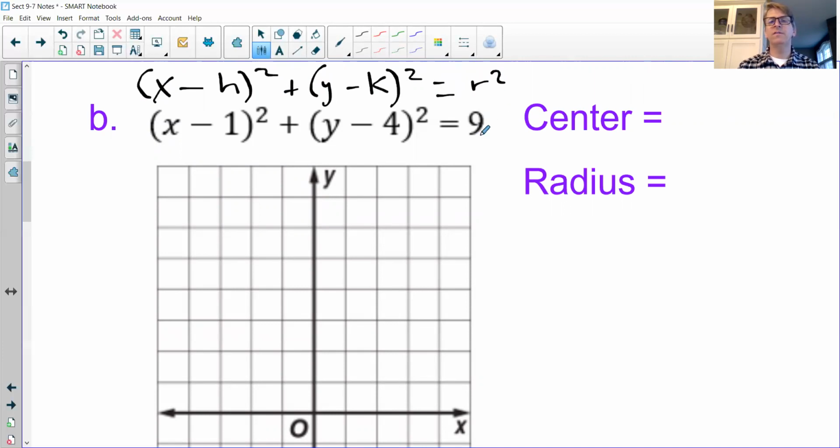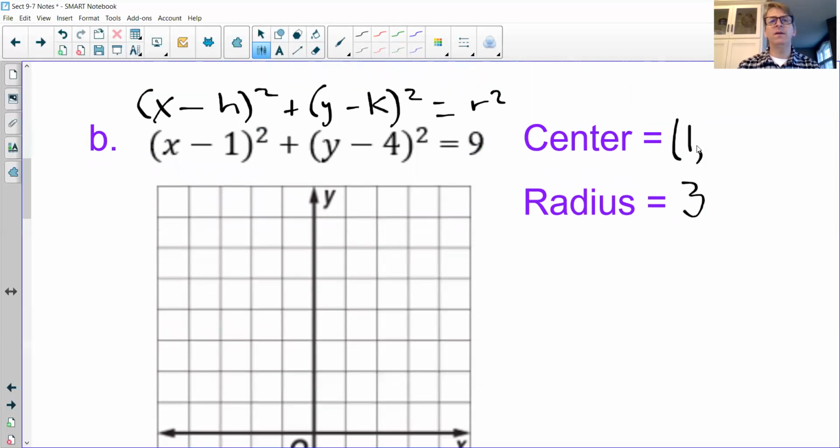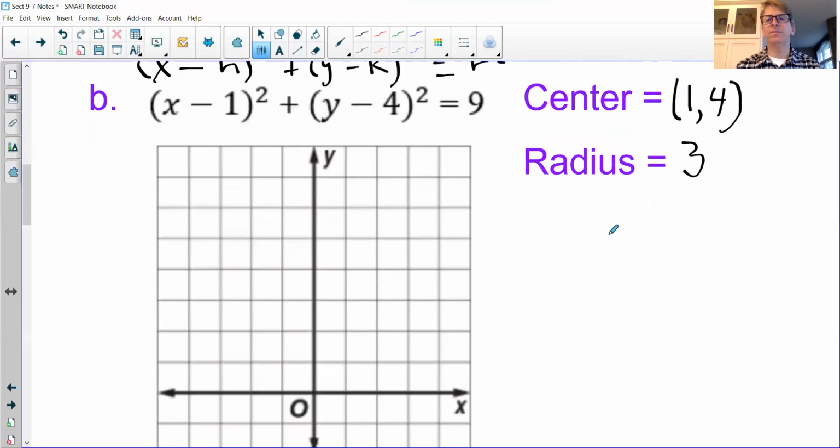Okay, so you can kind of see if it's 9, the radius will be 3. And the h in this case is 1. And the k is 4. Okay, so you got the center of the circle and the radius 3. Let's draw it. Okay, let's graph it.